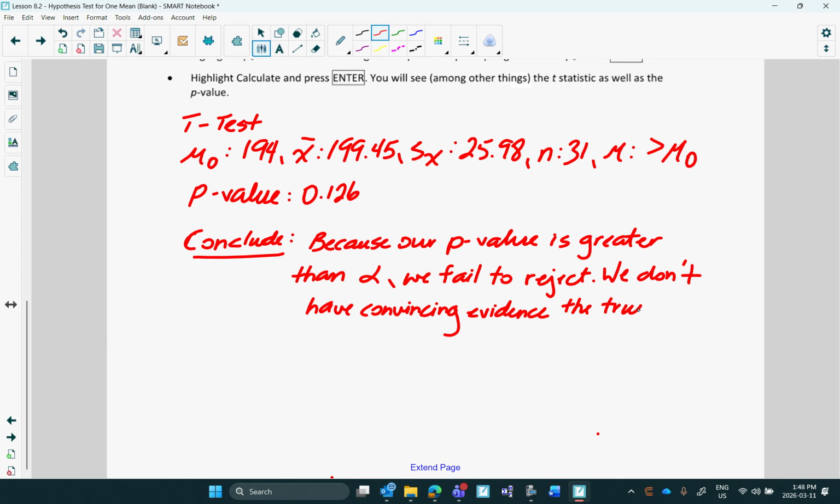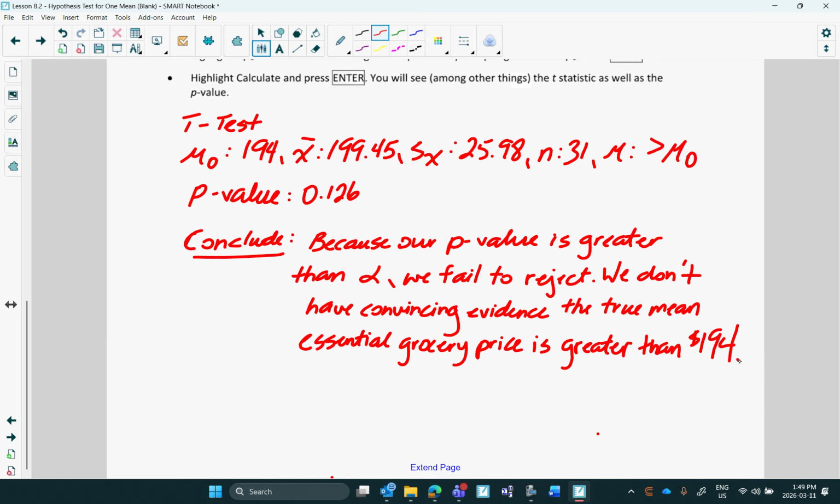The true mean essential grocery price is greater than $194. That's what's allotted. You can say it's greater than what's allotted, or just say the amount. 194. Okay.